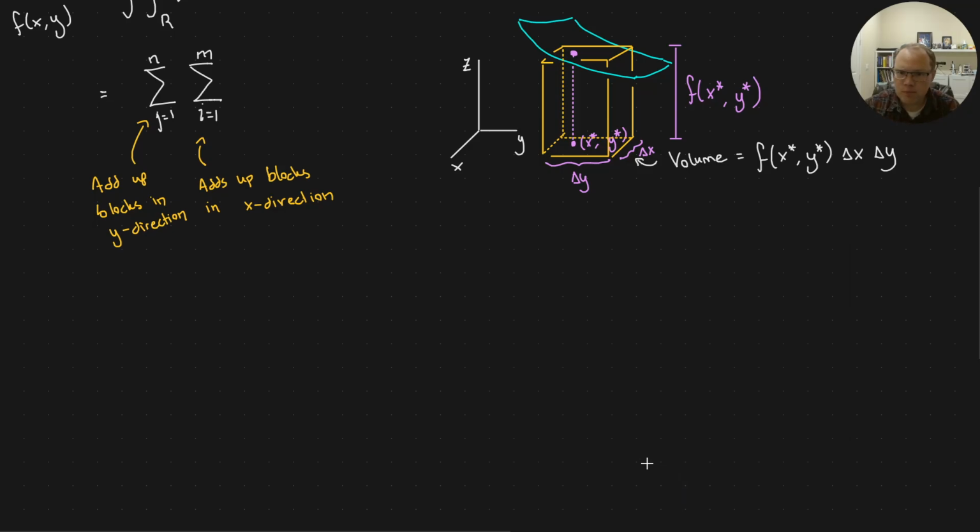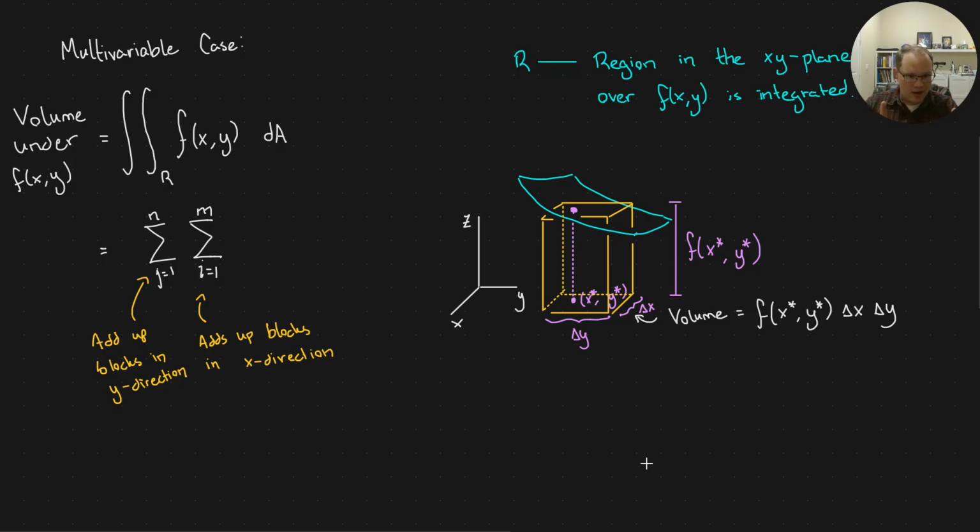Now we want to do that for every single block. And we just found the volume of one of the blocks. That's f of x star, y star. And let's be a little more specific for the ijth block, in the ith row and the jth column.